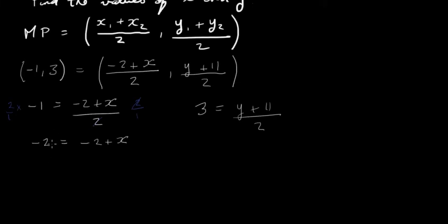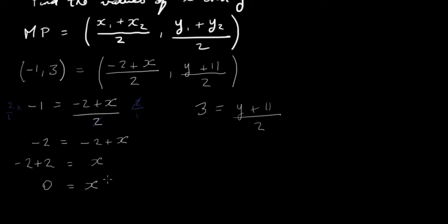So I need to put in a plus 2 on this side. So what I end up with is minus 2 plus 2 is equal to x. So minus 2 plus 2 is 0, and I have an x on this side, so x is equal to 0. So I have my value for x now.